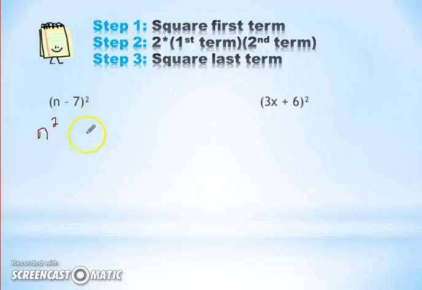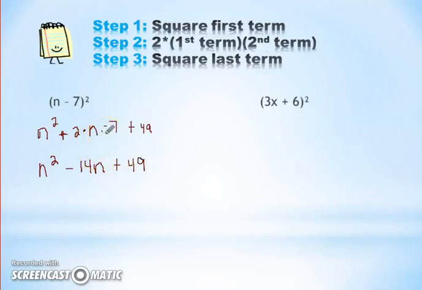To get that middle term, I would be multiplying 2 times our first term times our second term. And then for that last step, square the last term, a negative 7 squared. Negative 7 times negative 7 is a positive 49. Then simplifying, we end up with n squared, and then 2 times n times a negative 7. 2 times negative 7 is a minus 14n. And then we have plus 49.